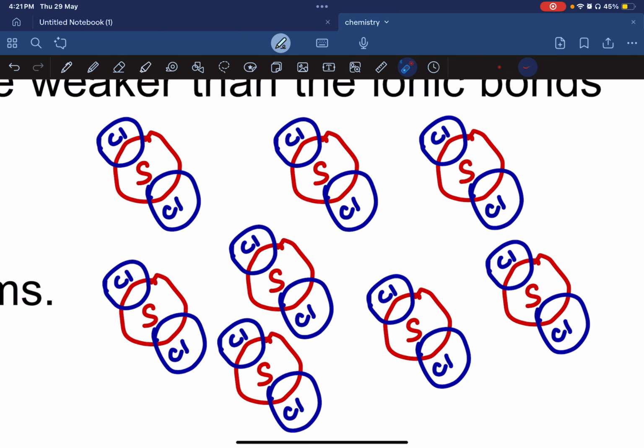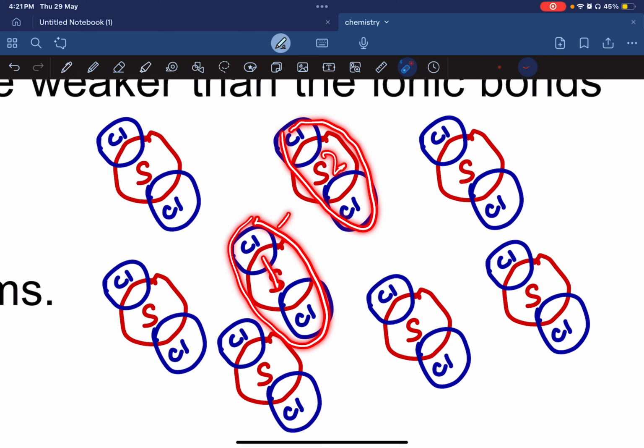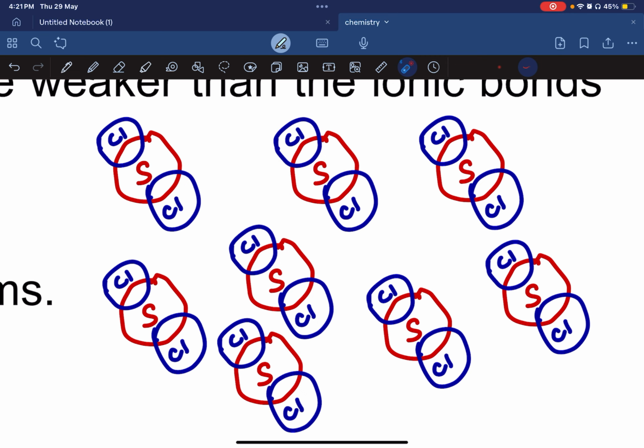Now the thing you need to understand over here is that between these two molecules, this is one molecule and this is the second molecule. Between these two molecules, there is a force of attraction that is holding the two molecules together, and that force is very weak. So we give it the name of weak intermolecular forces of attraction, or weak IMF. So there is weak IMF between these two molecules.